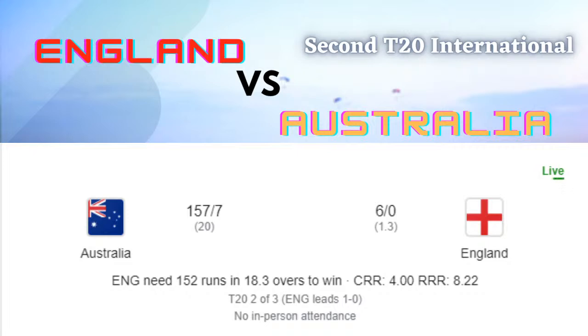Fourth delivery, single taken towards point, fielder Maxwell. That is a direct hit from Maxwell from point. The third umpire is taking a look at the run out. Jos Buttler is safe, so the third umpire gives it not out. But the bat was not grounded. The foot was grounded, so Buttler is safe.